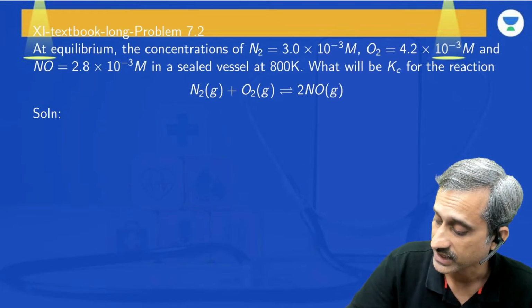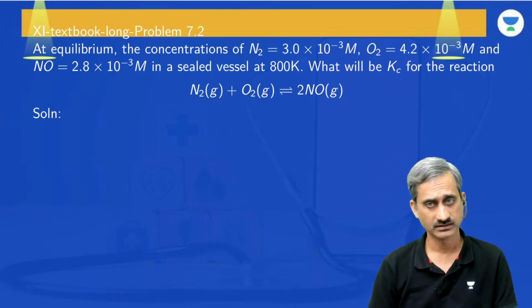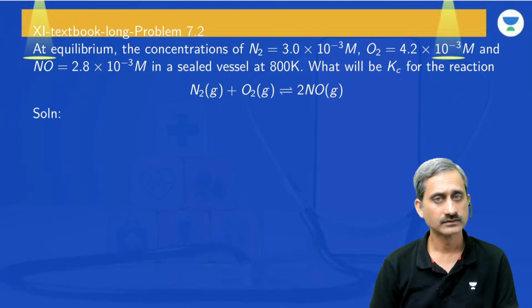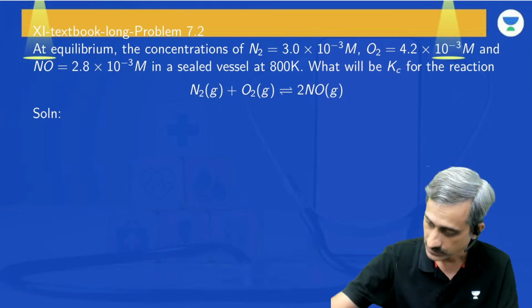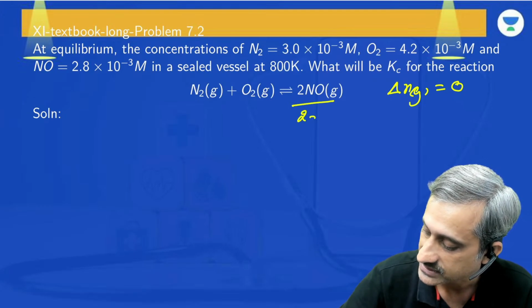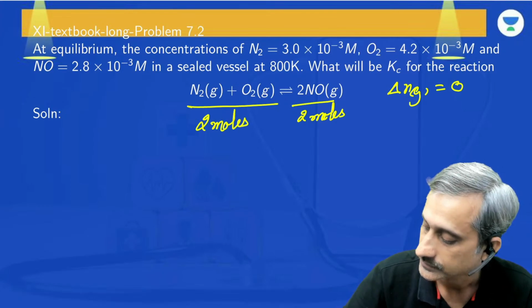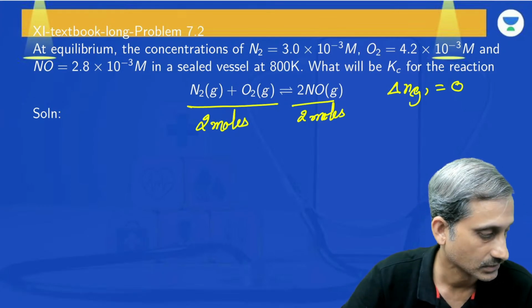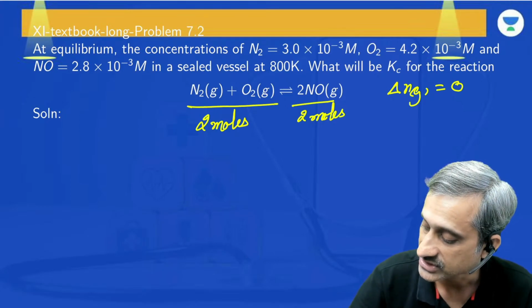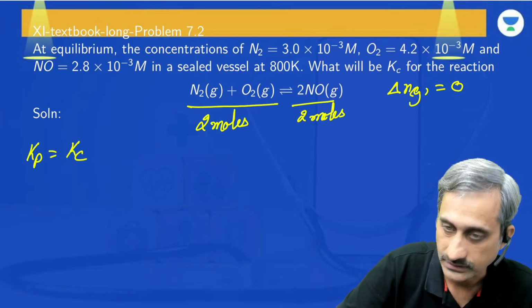At equilibrium, the concentrations of N2, O2, and NO in a sealed vessel at 800 Kelvin are given. What will be the Kc for the reaction? Concentrations are again given and Kc is asked. The important thing is in this reaction, Kc and Kp will come out to be the same. Here, delta Ng is equal to 0. We have 2 moles of gases in the product, and 2 moles of gases in the reactant. So delta Ng will turn out to be 0. And when delta Ng is 0, then Kp is equal to Kc.